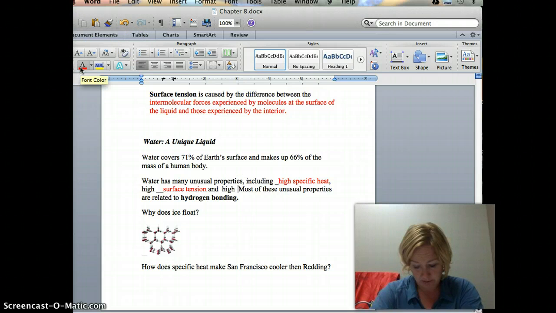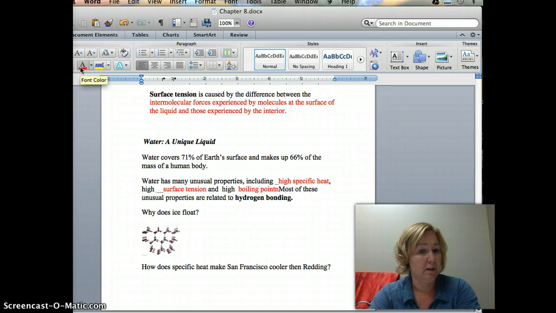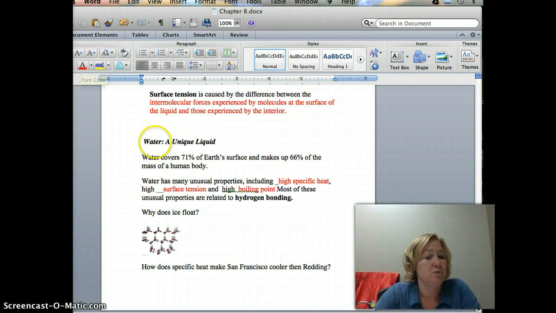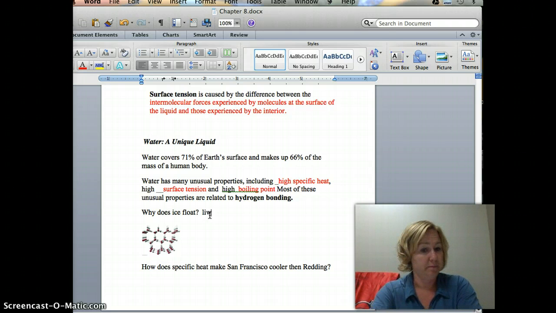Okay, the last one. It has a high boiling point. Most of these unusual properties are related to hydrogen bonding. Remember, I said if you need to guess, hydrogen bonds. Why does ice float? This is important. I'm going to ask you this on a quiz. Liquid water is denser than solid water.